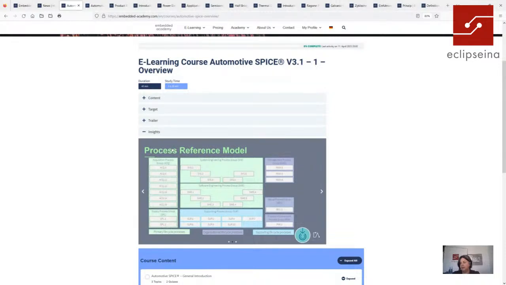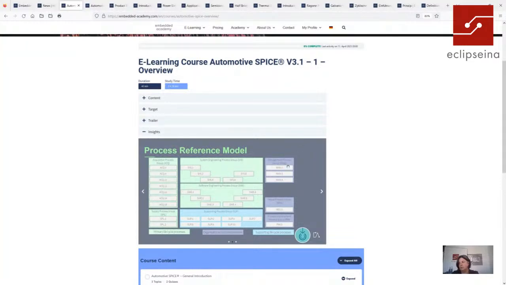By now we covered, in one course, supply and acquisition together. So we have ACQ4 and SPL2 in this one course. We have a course on engineering, so we're covering all the engineering processes. We are covering the supporting processes which are part of the VDA scope. Not all of them, but the VDA scope is fully covered.